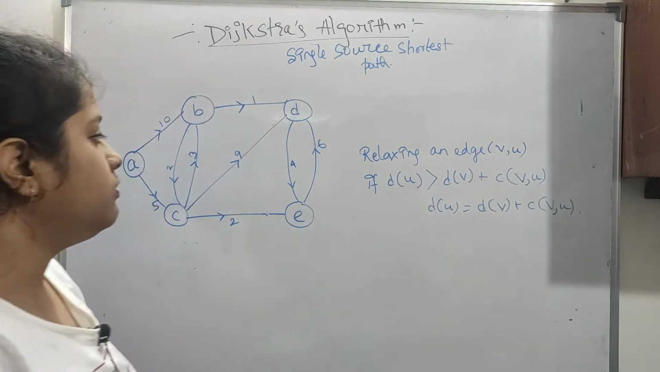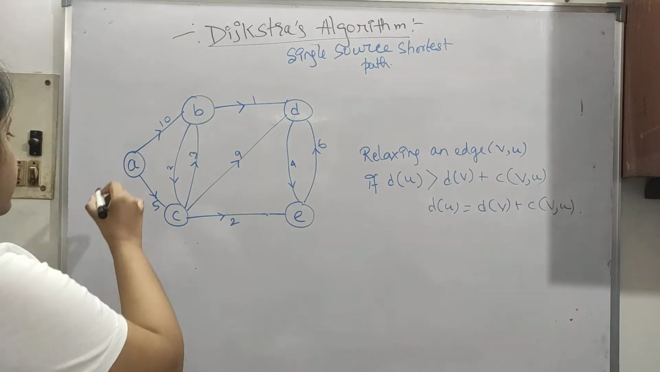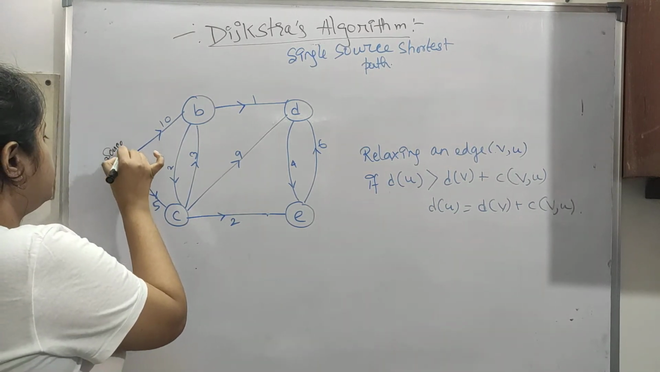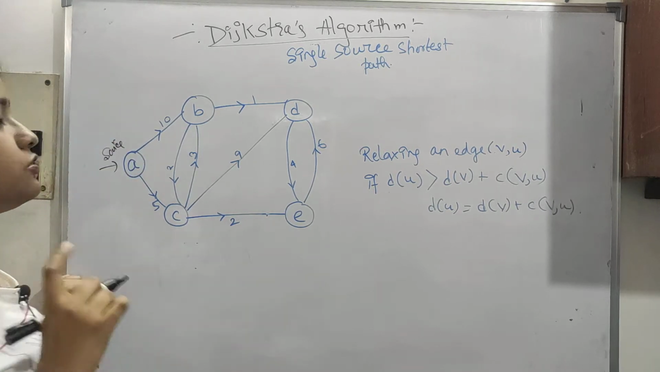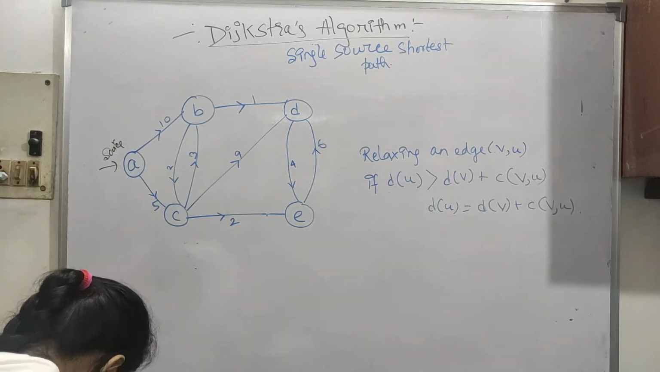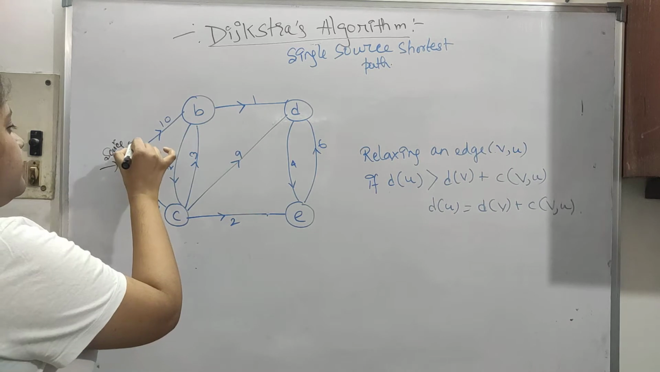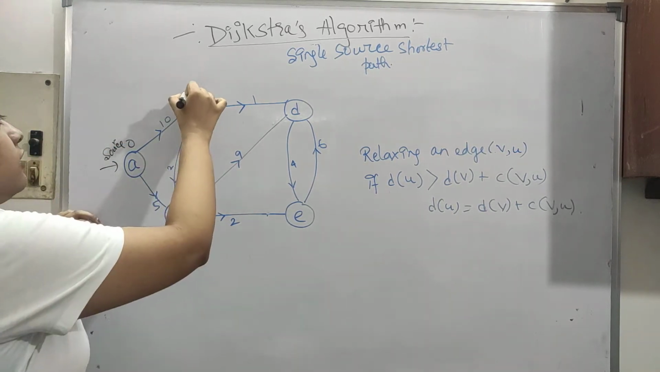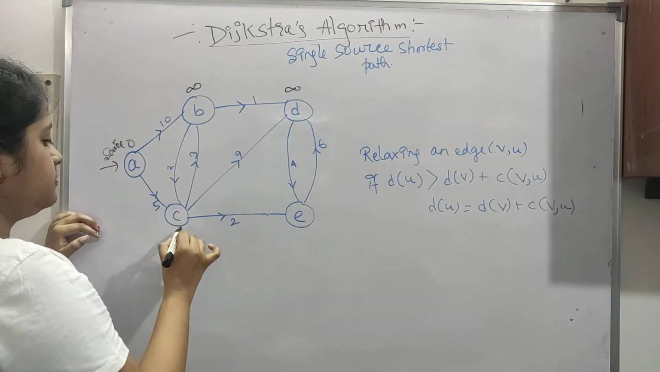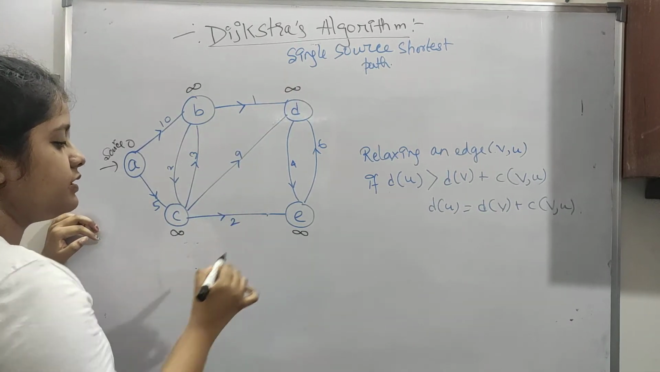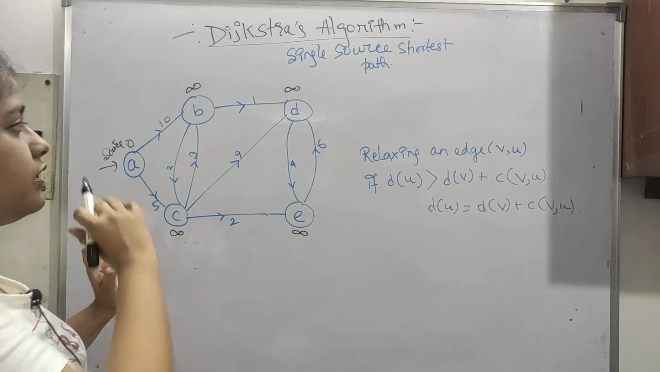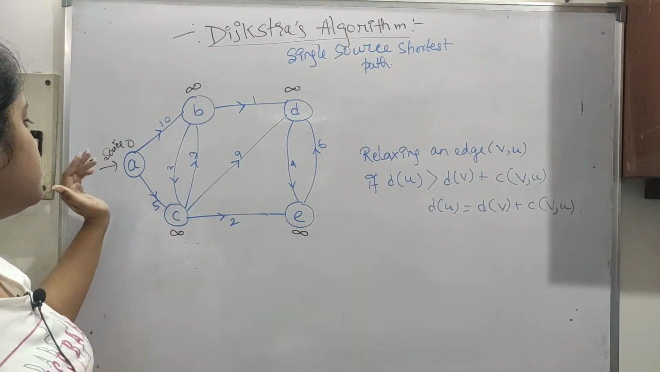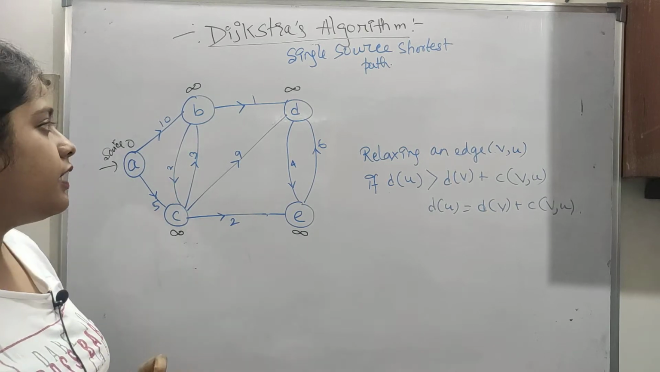Now let's see the graph here. Let's say A is our source, and we are starting with this. First, the distance from the source A to A is 0 and all others are infinity. We cannot reach them yet, so the distance from the source A to all other vertices is infinity.